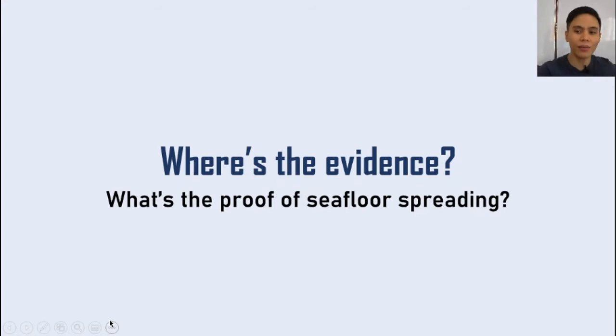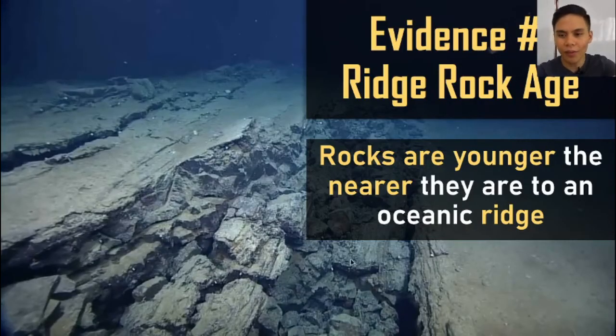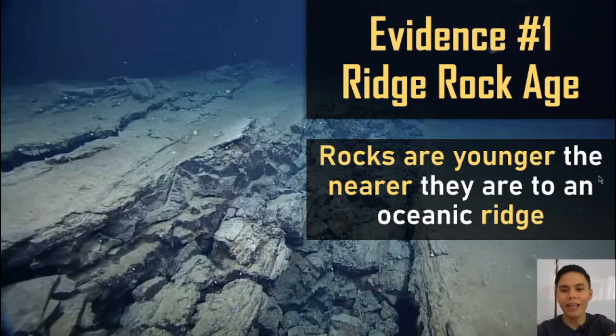Now, where's the evidence of this seafloor spreading? How can we say that there's seafloor spreading aside from huge oceanic ridges? So first type of evidence is the age of the rock near the mid-oceanic ridge. So rocks are younger the nearer they are to an oceanic ridge. And as you go farther away from the ridge, it gets older. Now, that is supporting the theory because at the mid-oceanic ridge, as lava comes out and becomes new rock, you find the younger rocks right next to the ridge. Now, the older rocks get pushed away by the motion of the crust so that they're found farther from it.